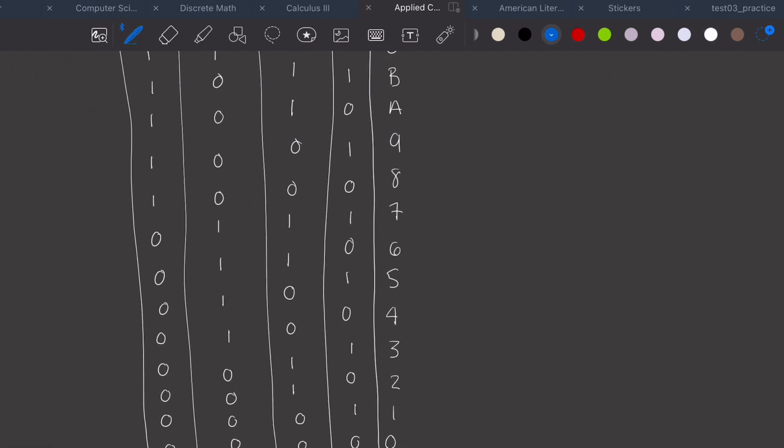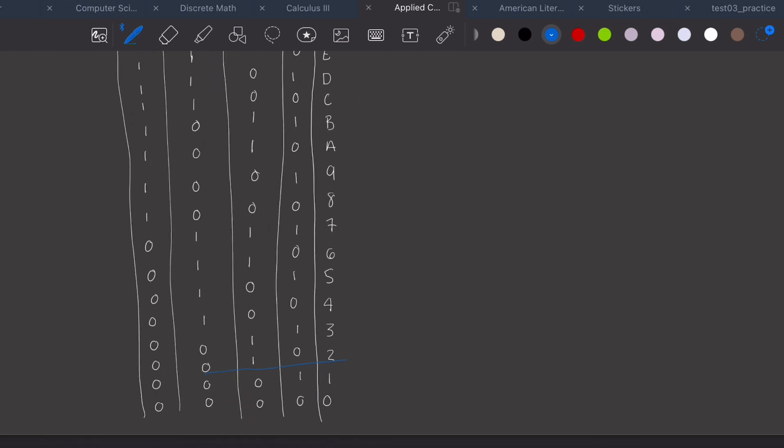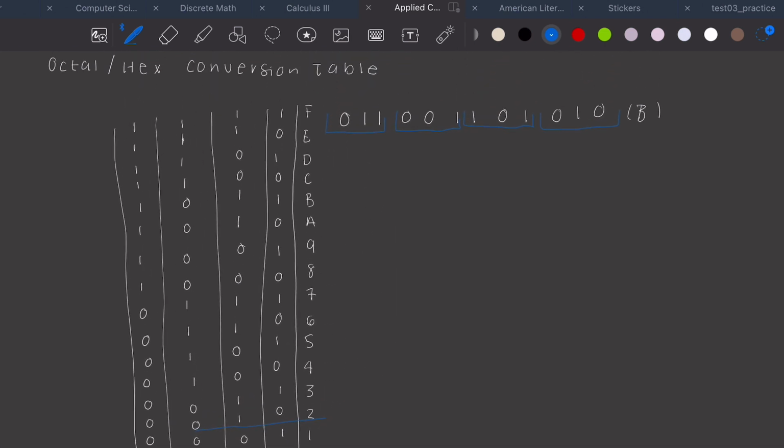If I zoom in, you can see this is 0 1 0, and I'm only using the first 3 rows of the table just because I'm doing octal conversions right now, so I don't need to use the 4th row. So I'm going to use the number 2 for this. Then I'm going to look for 1 0 1, and that looks to be the number 5. Then I will look for 0 0 1, which is the number 1, and then for 0 1 1, it is the number 3.